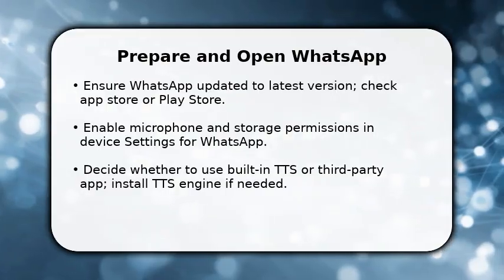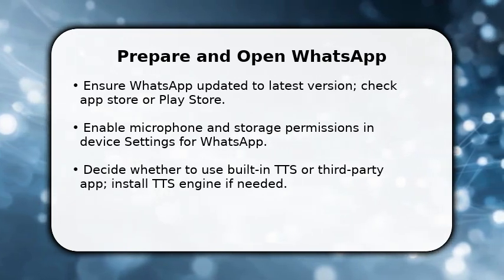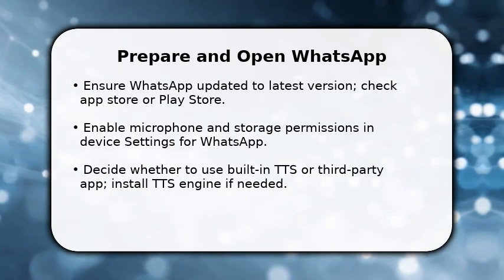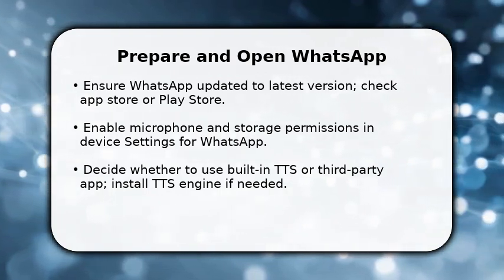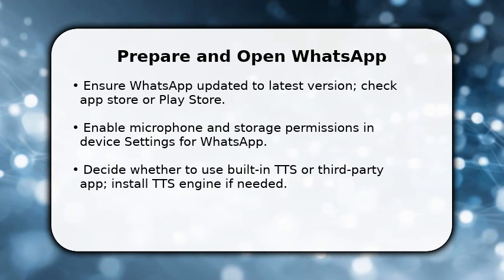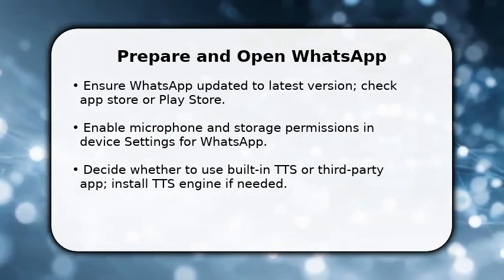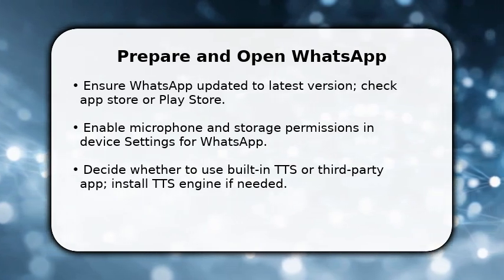You start by confirming permissions and the WhatsApp version. This prevents errors. Once done, open the chat where you want audio. If your device lacks a built-in speech engine, install a TTS app now. It supplies the voices. Make sure microphone and storage permissions are granted so recordings and files save correctly.